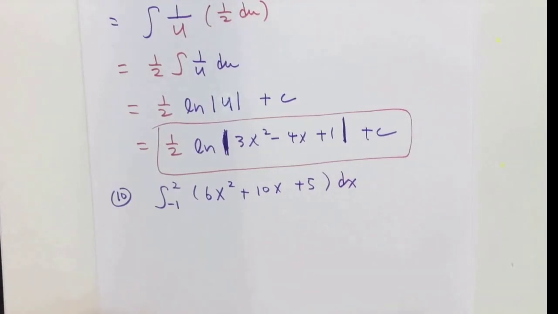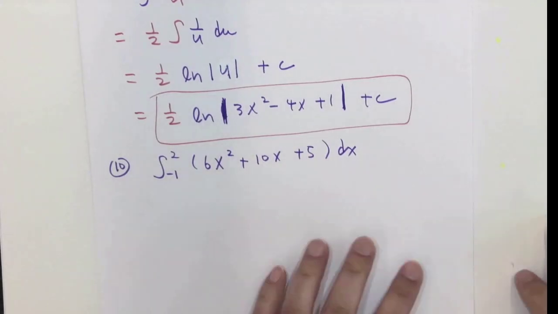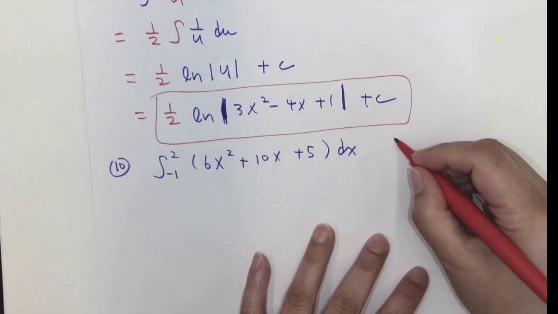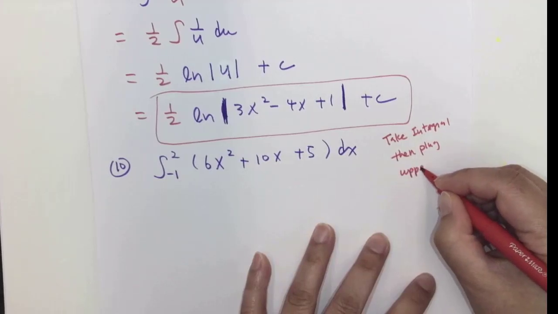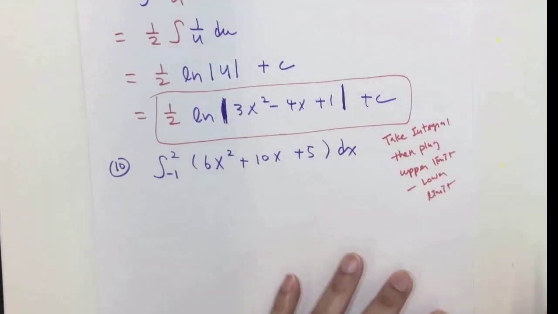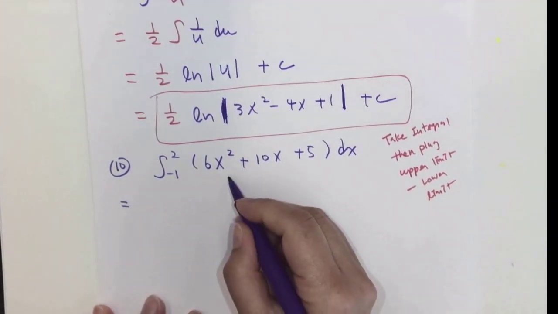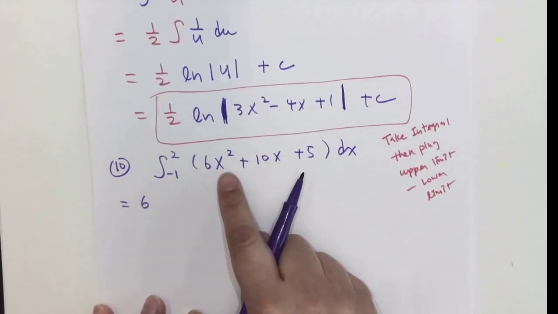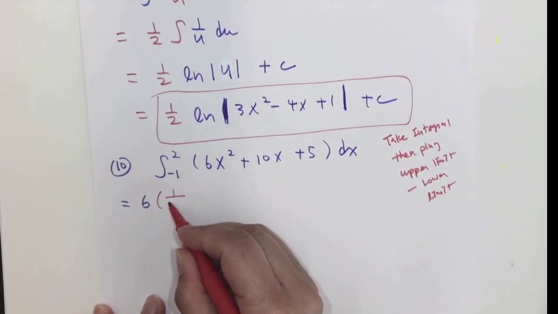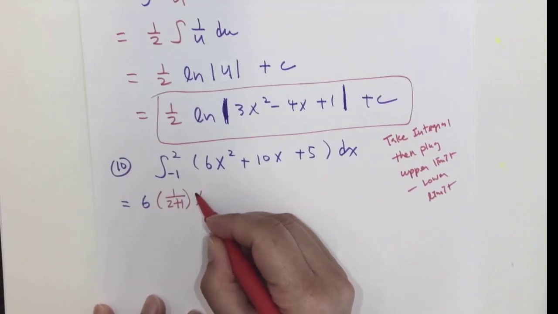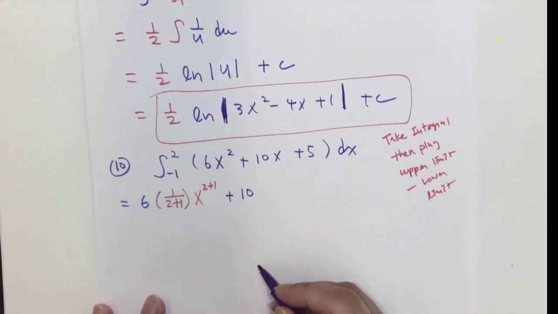This particular one does not have a substitution because it's just individual terms like that. We need to take the integral and then plug in the upper limit, subtracting the lower limit. Okay, plug in the upper limit, subtract the lower limit. So the first term is 6x squared. 6 goes outside, right? You're basically just taking the integral of x squared, which will turn into what? 1 over 2 plus 1, and then x to the 2 plus 1, right? And then the second term, 10 goes outside, and then the x part would be what?